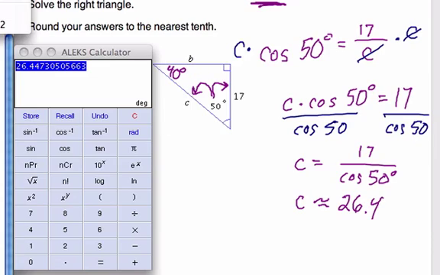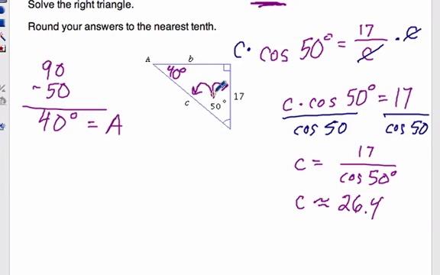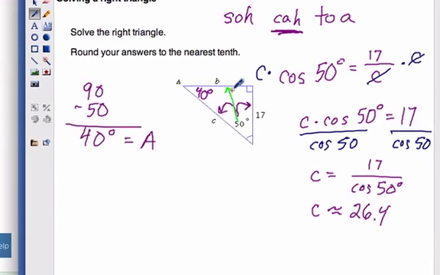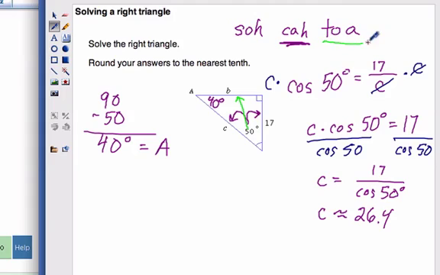So let's look at, if I have 50 degrees, again, we know 17 is adjacent, B is opposite. So opposite and adjacent would be tangent. And so I'm going to say tangent of 50 degrees equals the opposite side, which is b, over the adjacent side, which is 17. And so basically, how do I solve this equation for b? Well, I need to get rid of the 17. So b is divided by 17, so I multiply both sides by 17.